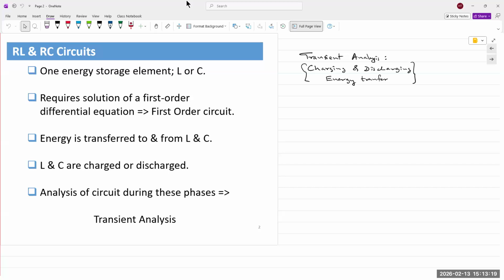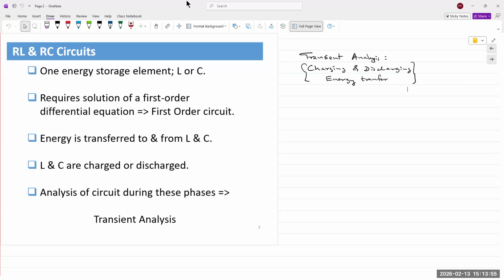So this energy transfer that occurs between these components, between the inductor and capacitor and the source or the circuit, does not take place instantaneously. Energy transfer either in or out of these components takes a certain amount of time. And during this energy transfer portion, the voltage or current in the circuit is different at different points in time. So the response is transient, it's fleeting, it's momentary, hence the name transient response.